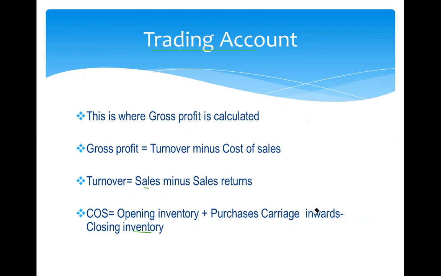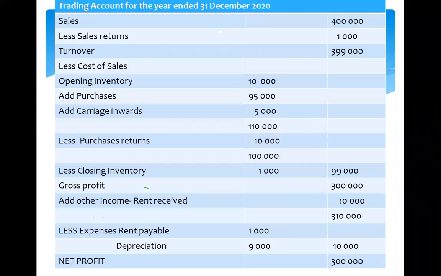Let me move on to the actual trading account, or the income statement. It should appear like this. You need to put the heading first. It is written: trading account for the year ended 31 December 2020. Then after this, you need to put whatever is necessary.